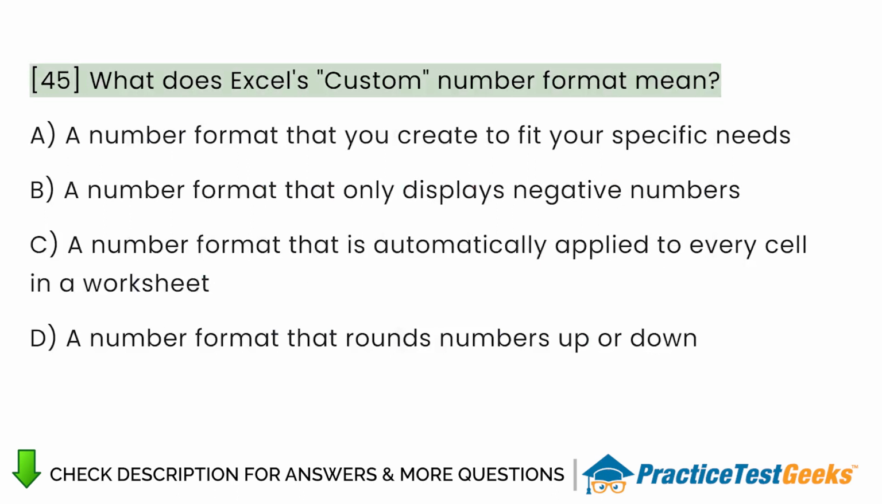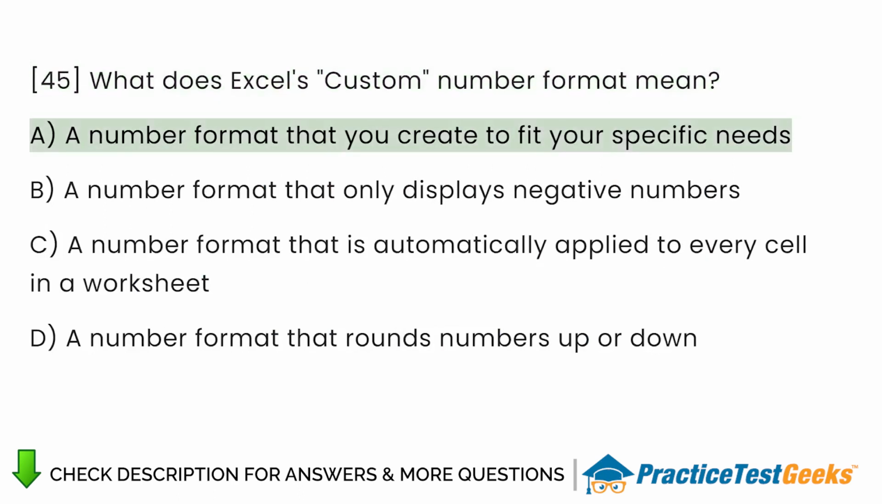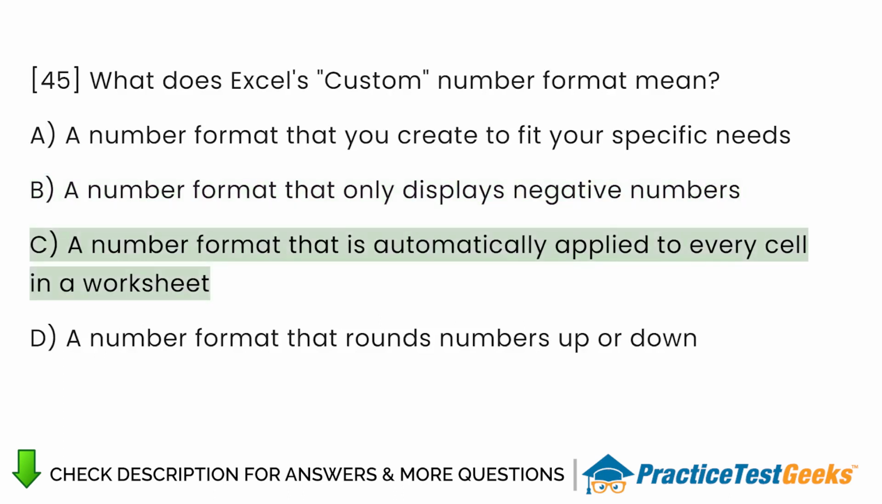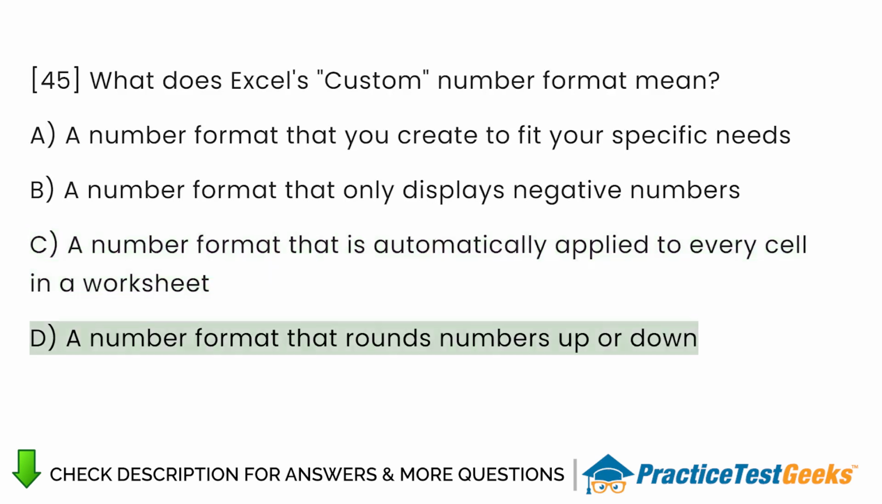What does Excel's custom number format mean? A. A number format that you create to fit your specific needs. B. A number format that only displays negative numbers. C. A number format that is automatically applied to every cell in a worksheet. D. A number format that rounds numbers up or down.